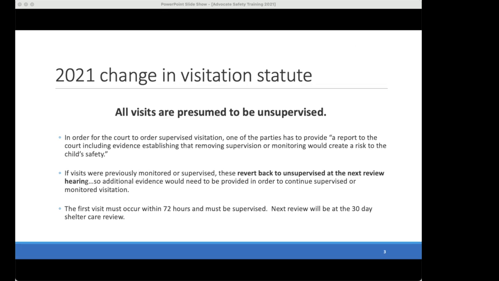The other thing that changed with that too is that if visits were previously monitored or supervised, these revert back to unsupervised at the next review hearing. So again, that presumption shifts back. If they were supervised, why should they continue to be supervised? You have to provide additional evidence. You just can't rely on the last court hearing and say, well, we'd already decided that.